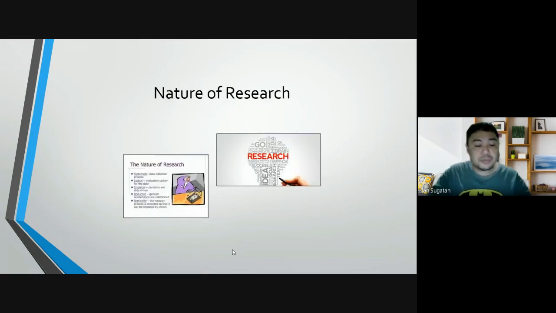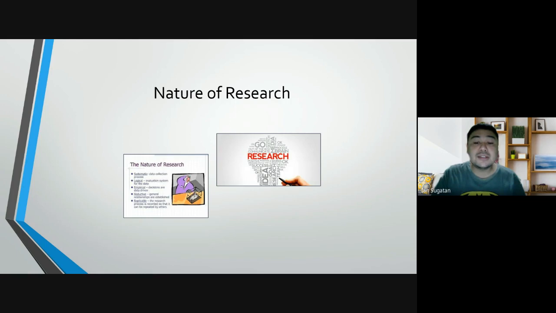For the nature of research, this refers to a systematic and critical investigation of a phenomena. A phenomena is something that happens. It identifies the variables, collects and analyzes data on such variables to find answers to certain crucial questions. As I said earlier, we do research because we ask questions and there's a problem that needs to be solved. That is why we do research. And then it also contributes to further increase human knowledge.